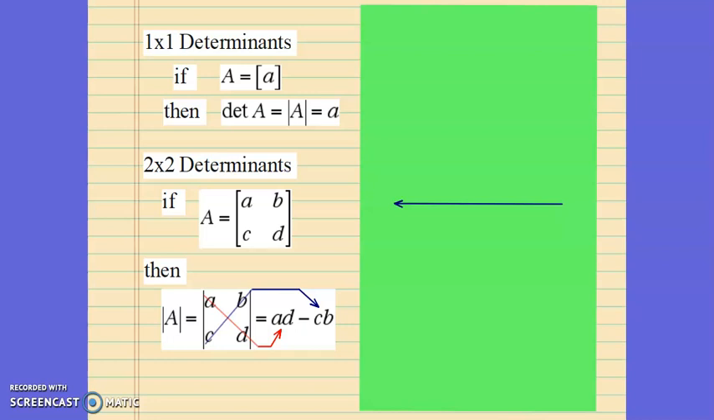Alright, this video is meant to help you understand how to find the determinant of any square matrix. Okay, we can only find determinants on square matrices. So first, just a quick review.